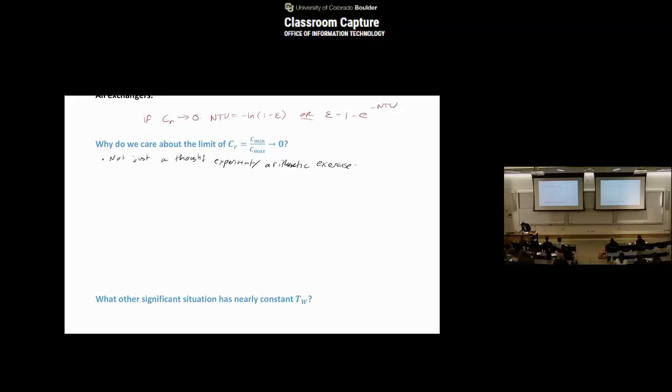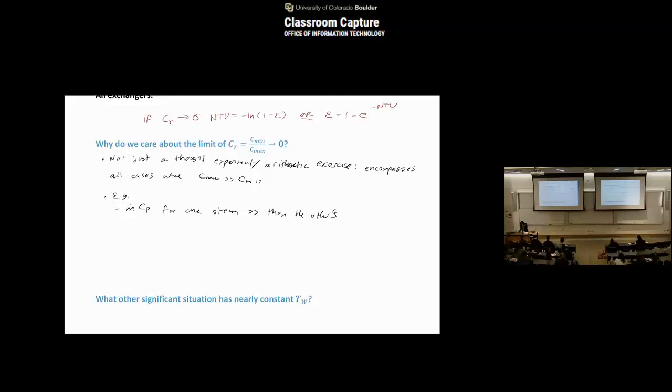What this limit as CR goes to 0 does is encompass any and all cases in which my C sub max is much greater than my C sub min. And so, for example, this could be a case where m dot Cp, the capacity coefficient for one stream, is much greater than the other's.